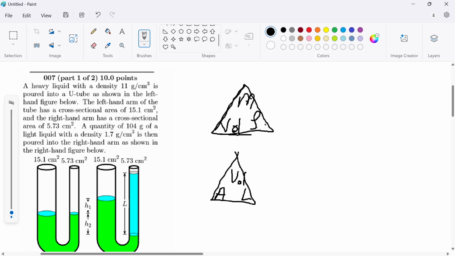Mass is volume times density. Volume is area times height, but in this case, it's called L there, so I put L. So we're going to need those in a little while.